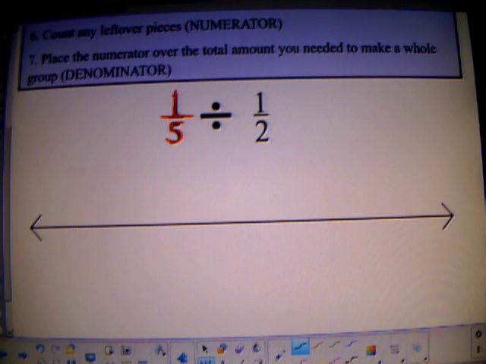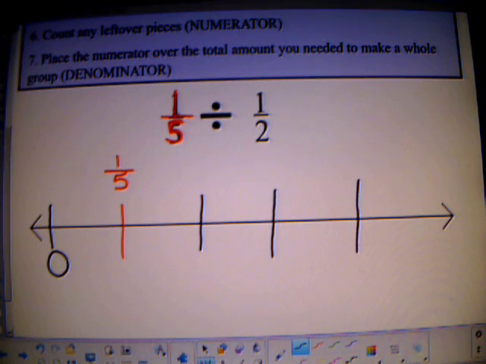Let's start by putting 0 on the line. We need to divide it by fifths. 1/5 will come first. So I'm going to mark that one in red. This is 1/5. But I need to show the whole. 1/5, 2/5, 3/5, 4/5, 5/5 would be the whole. Let's label each of those parts.